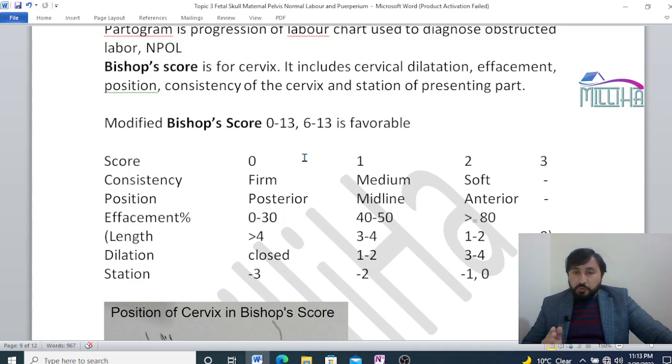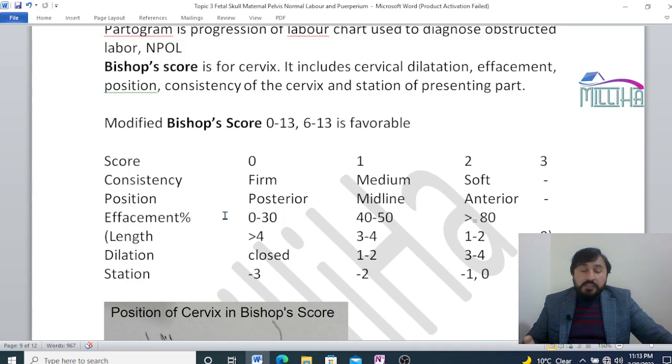Either you should go for a cesarean section, there's a surgery. Here the score is 0, 1, 2, 3. Consistency: if the consistency of the cervix is firm, you will give a score 0. If consistency is medium, a 1. If it is soft, you will give 2.